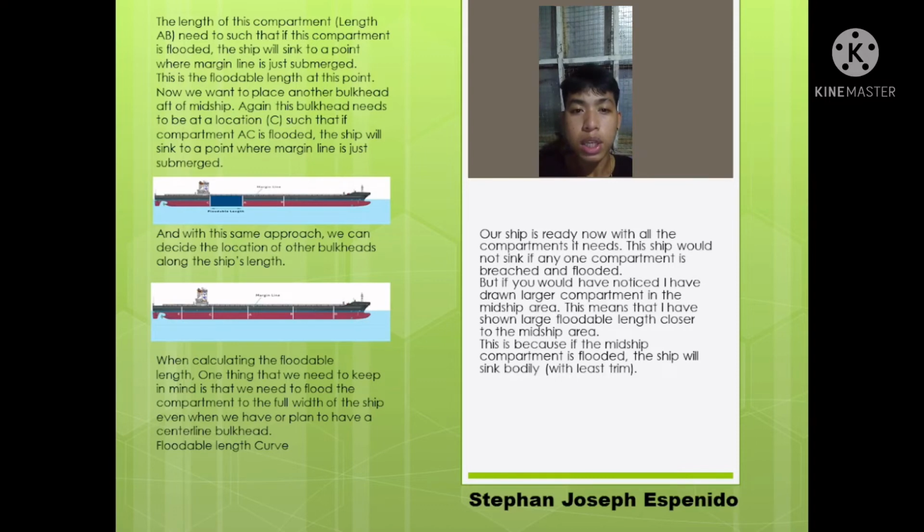Now we want to place another bulkhead aft of midship. Again, this bulkhead needs to be at a location such that if compartment EC is flooded, the ship will sink to a point where the margin line is just submerged. And with this same approach, we can decide the location of other bulkheads along the ship length.